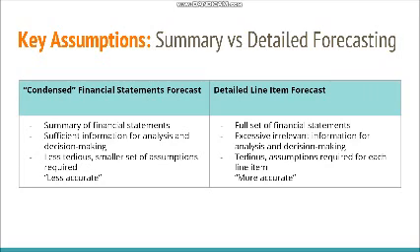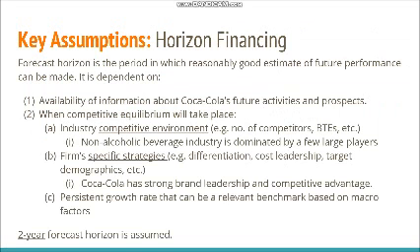The detailed line item forecast is basically the opposite of the condensed financial statements forecast. But in this case, you'll be using a summary forecast to make assumptions, because it provides just enough information for the forecast, and at the same time it is easier.